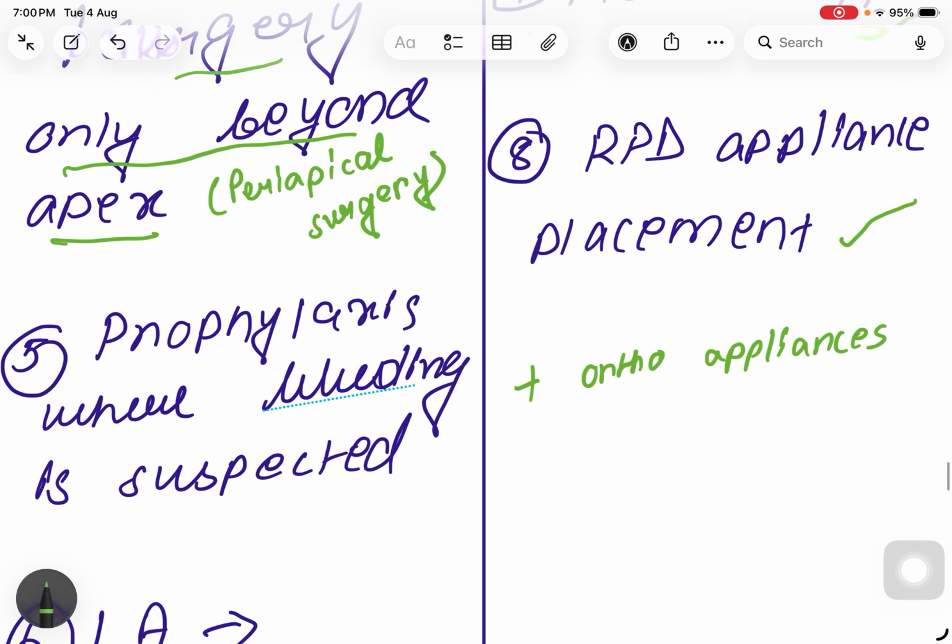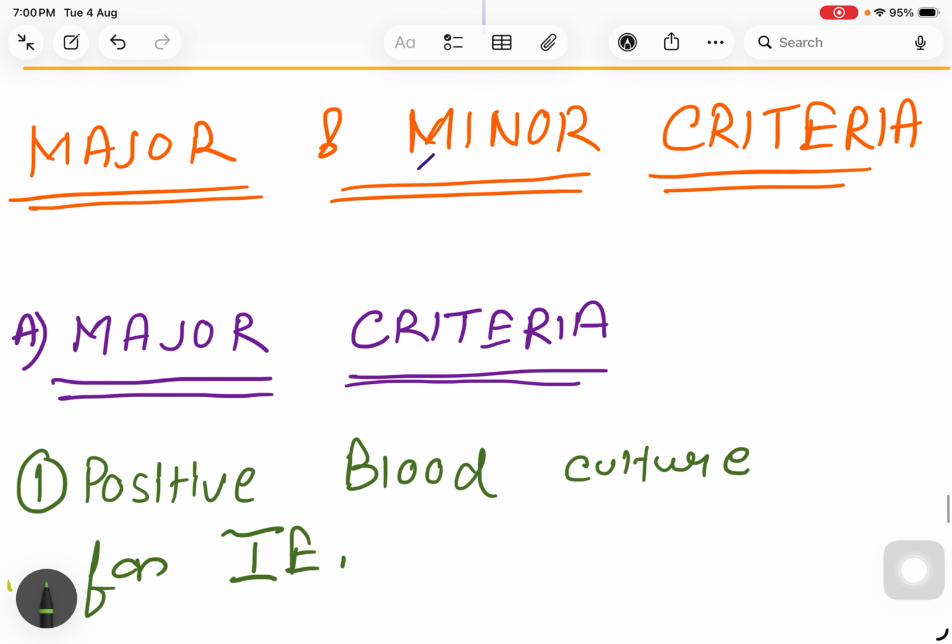Now comes the most common part of IE that is asked in your exams, that is the major and minor criteria of infective endocarditis.